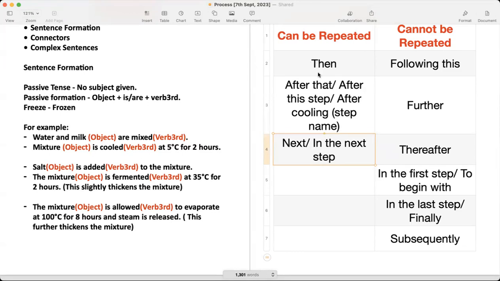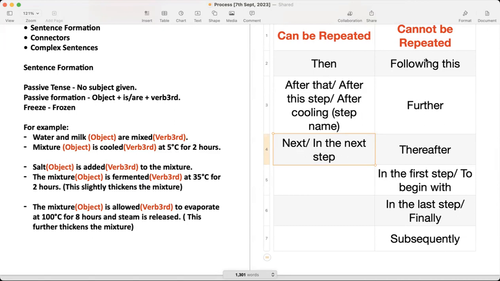Okay. So these are the connectors that I end up repeating. Then after that, I don't repeat like after that, I use a variation. Like for example, after this step or after the name of the step. And the third connector that I use is next or in the next step.